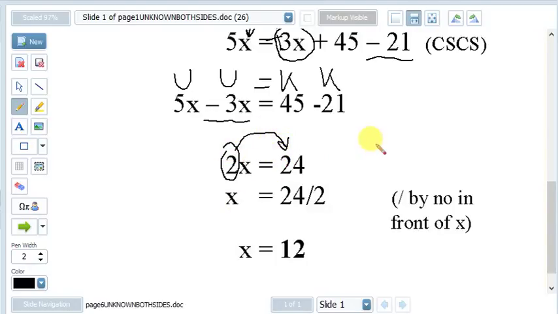And change sign. So a times 2 on this side, when we move it across, becomes the opposite of times 2, which is divide by 2. And that's what we've done there. 24 divided by 2, x equals 12.